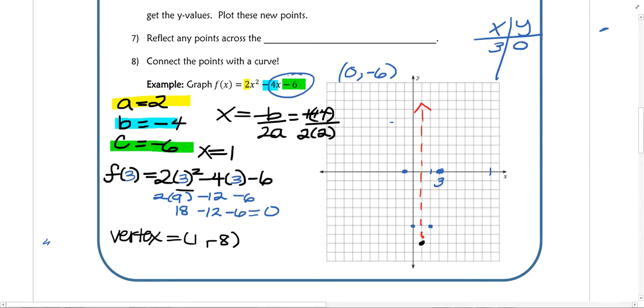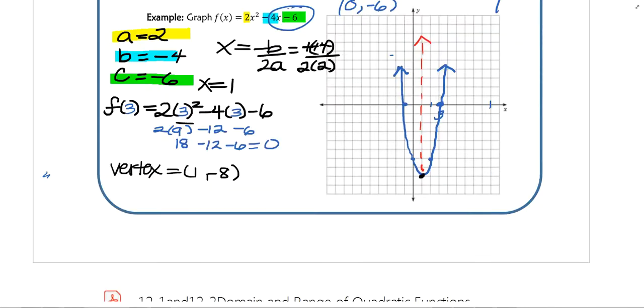Actually, let's fill in what we just did here. Number 7 is we reflect any points across the axis of symmetry, and then we can connect the points with a curve. And it is curved, okay? Alright, you'll have to forgive my terrible parabola drawing. This is not as good as it should look, but it is difficult to draw it with the technology I'm using right now, but that's pretty much it.